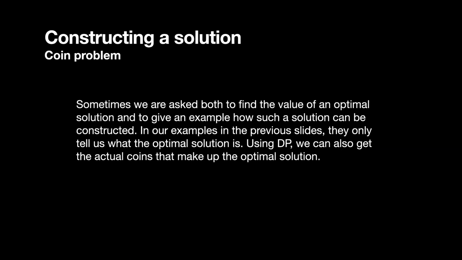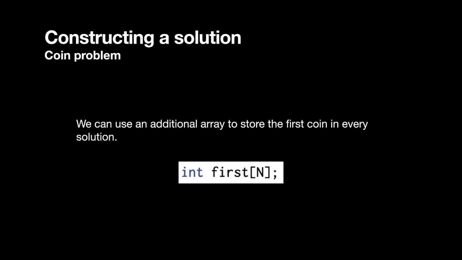So, constructing a solution. Sometimes we are asked to both find the value of an optimal solution and to give an example of how such a solution can be constructed. In our examples in the previous slides, the codes only tell us what the optimal value is. But using DP, we can also get the actual coins that make up the optimal solution. So we can use an additional array to store the first coin in every solution. So say the solution for 8 is 1, 2, and 5, then we just store 1.